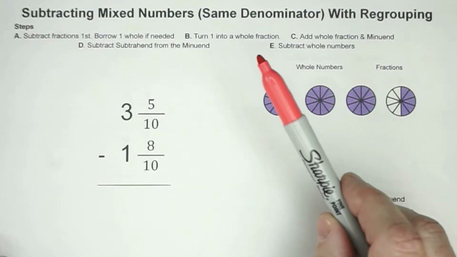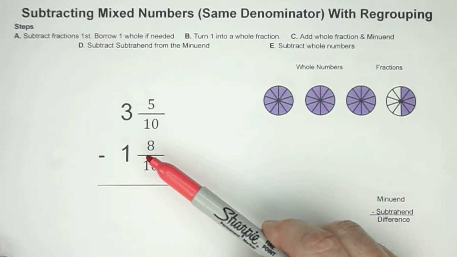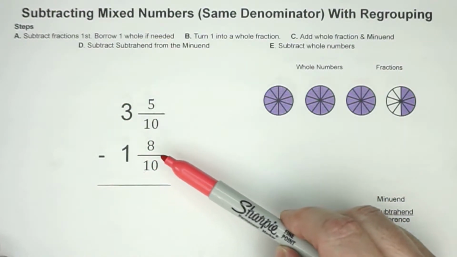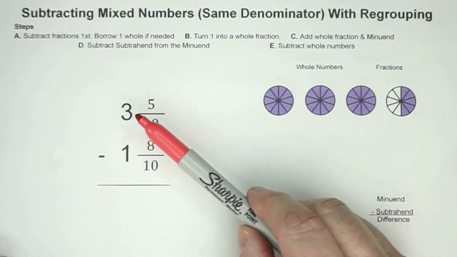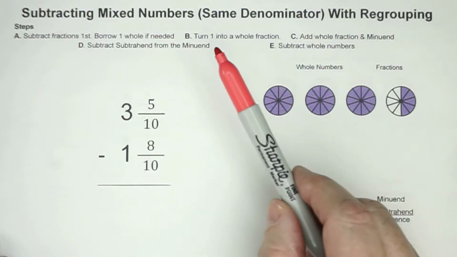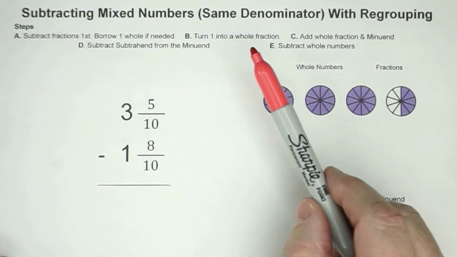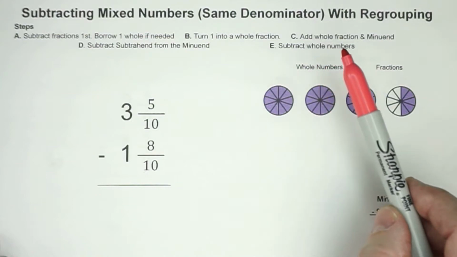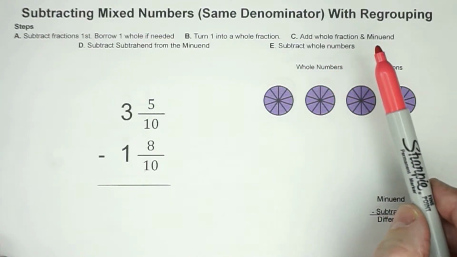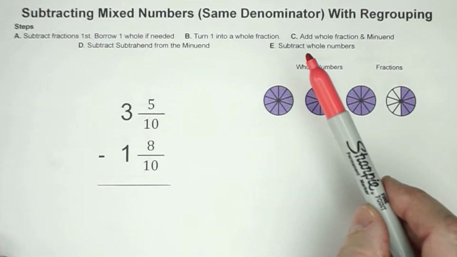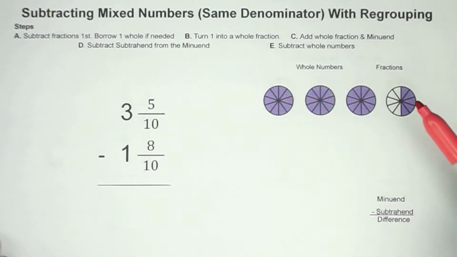So our steps today for subtracting mixed numbers is that we would subtract the fractions first. Sometimes we'll have to borrow, which is the regrouping thing. We'll have to turn the 1 into a whole fraction. I'll show you that in a second. And then you add the fraction and the minuend, and then you subtract, and then subtract your whole numbers. And let's look at the models as well.